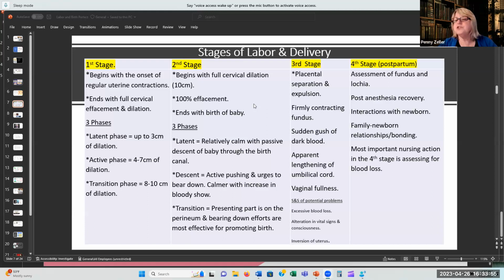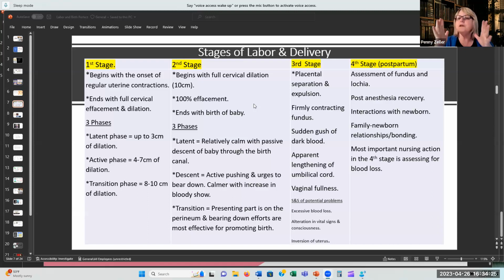So an active phase, you don't have to know the specific numbers. Just know that there's a latent phase, there's an active phase. And then when she reaches that 8 centimeter mark, she's really hurting now. She didn't get any medications. So at this point, at 8 centimeters, it's too late to do an epidural. So we have to rely on another source of pain management.